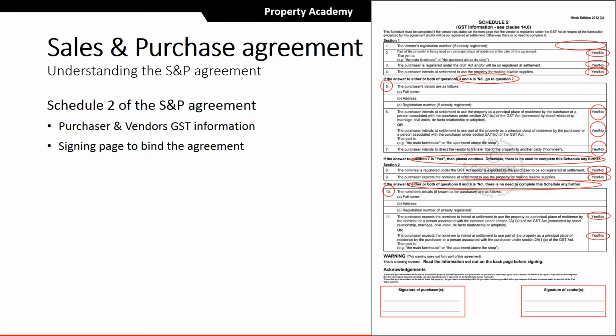And basically what that means is if the nominated party intends to live there, then circle yes. If they don't, then circle no.